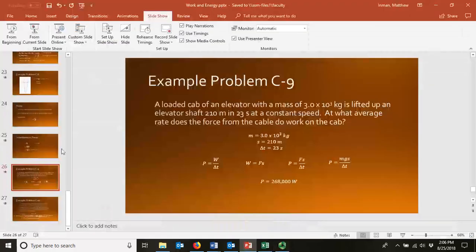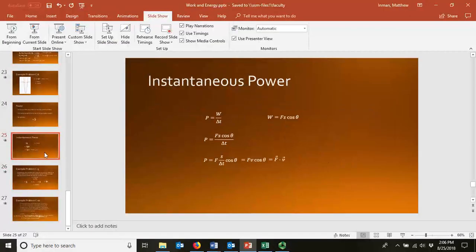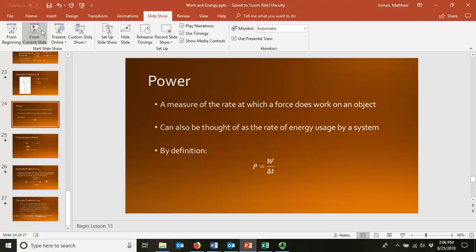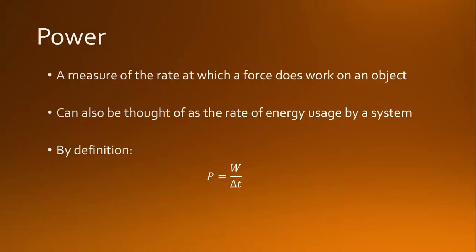Alright, so in this lesson we're going to start talking about power and what power really means and how we actually define power. Power is just a measure of the rate at which force does work on an object, or the rate at which energy is being used by a system. The rate at which the energy of a system is changing is really one way to think of power. By definition, the average power acting in the system is equal to the work done on the system divided by the time it took for that work to be accomplished.